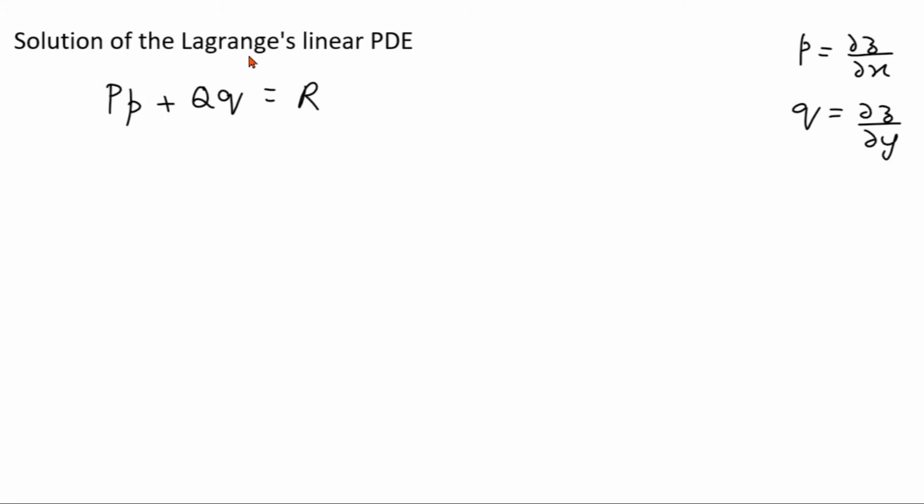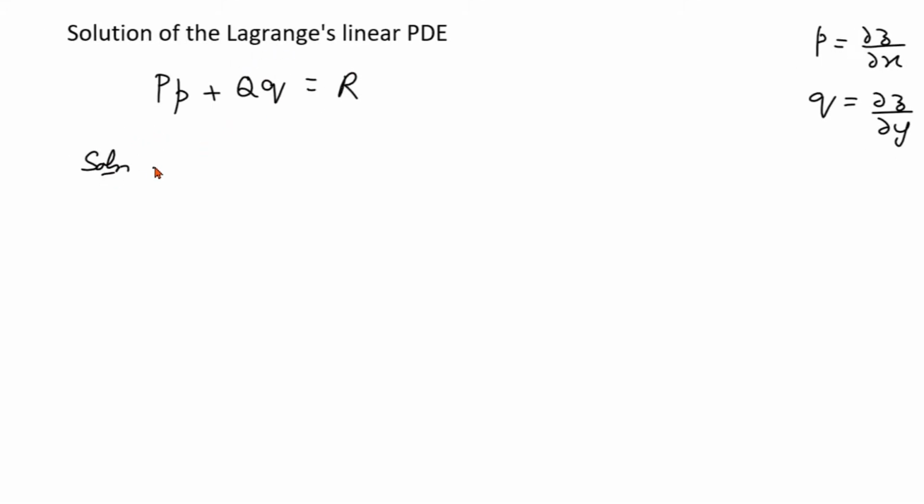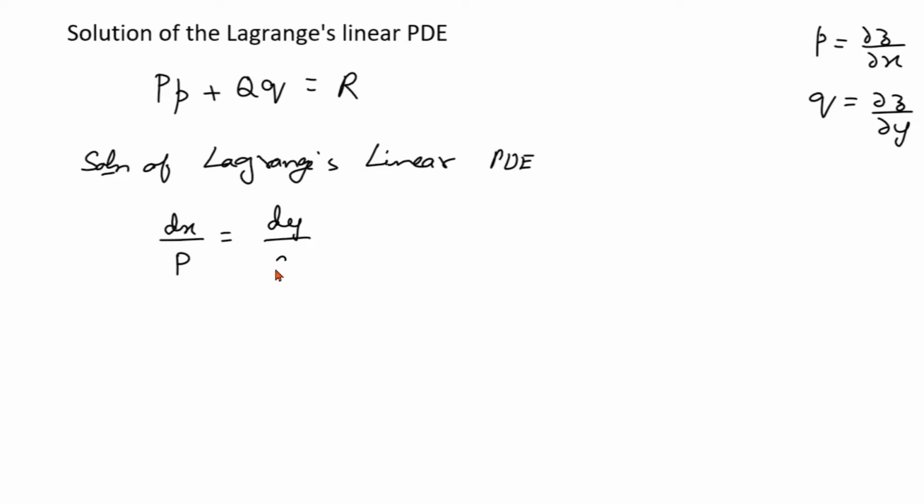So, how to find the solution of this Lagrange linear PDE? The Lagrange linear PDE can be written in the form of this auxiliary equation: dx by capital P is equal to dy by capital Q, and it is equal to dz by capital R. So dx by this capital P value, dy by this capital Q value, dz by this capital R value. This equation is called the auxiliary equation.